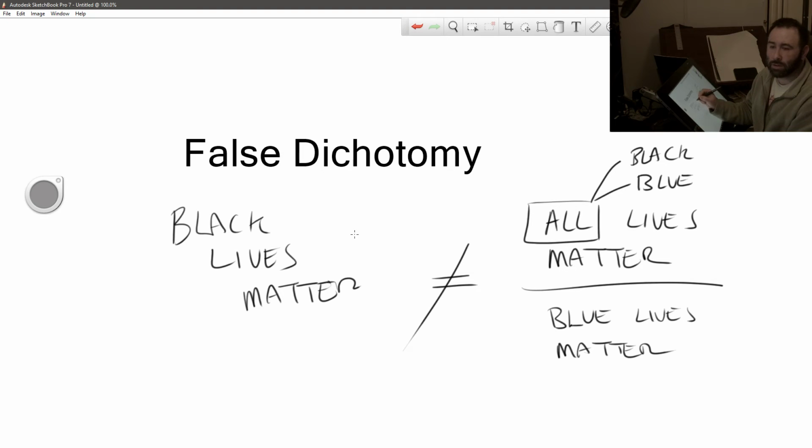Black lives matter does not mean other lives do not matter. All lives matter does not mean that black lives matter. Blue lives matter does not mean that black lives matter. This is a false dichotomy. It's completely valid to, on the one hand, say there is a pattern of abuse in minority communities. That's legitimate. It's pretty clear. There's a pattern to this. Lots and lots of black people getting harassed, having problems with police.